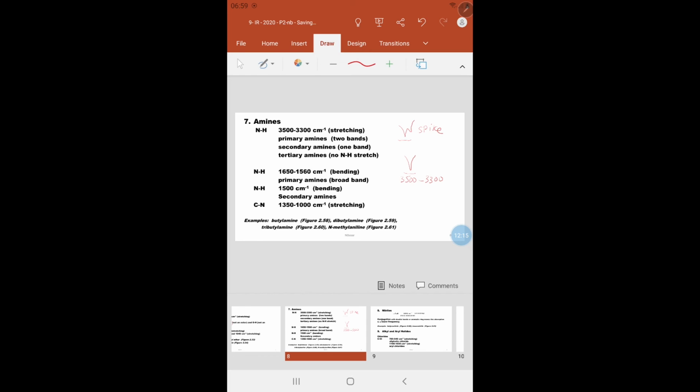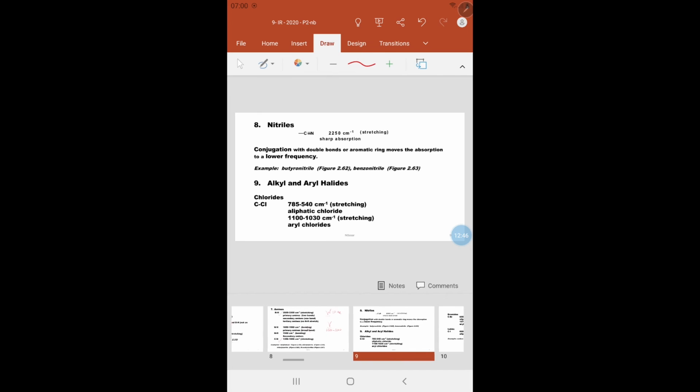So how do you know if you have a tertiary amine? There is no spike between 3500 and 3300. Normally we will give you a molecular formula. So let's say the molecular formula contains the N atom, but from your spectrum you don't see any spike, it means your compound is a tertiary amine. You must see the NH and CN. Just ignore the bending vibration.